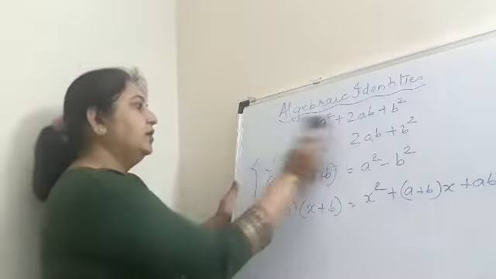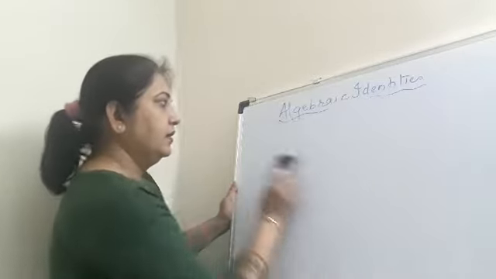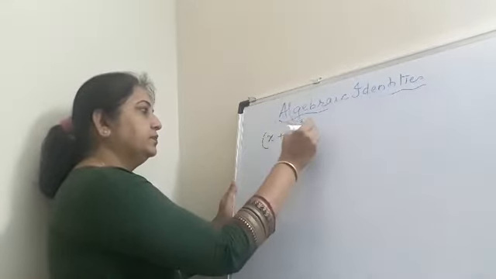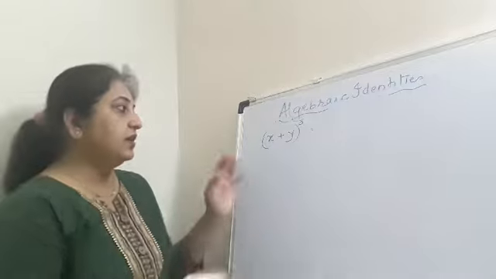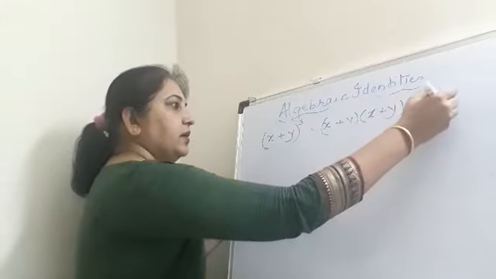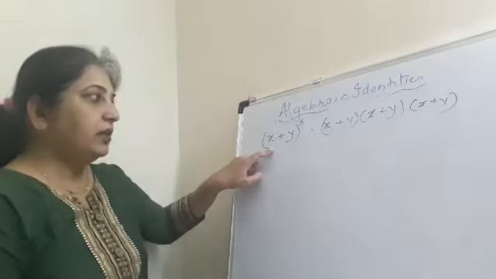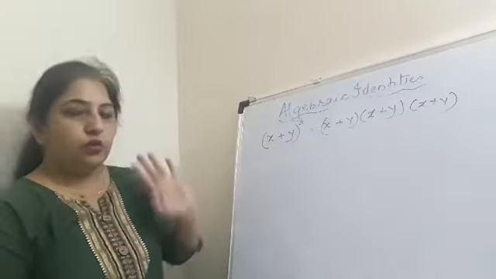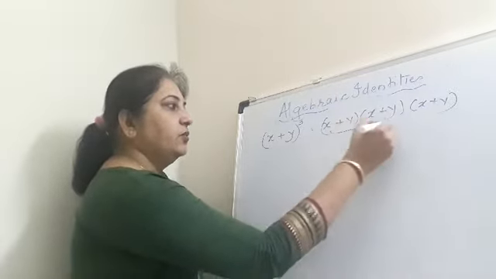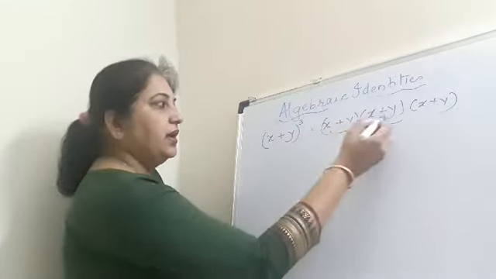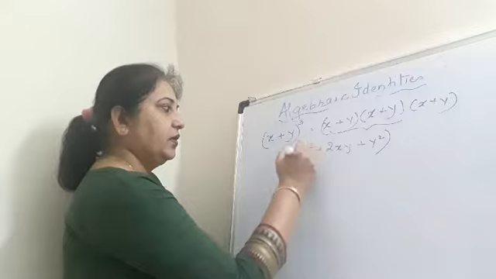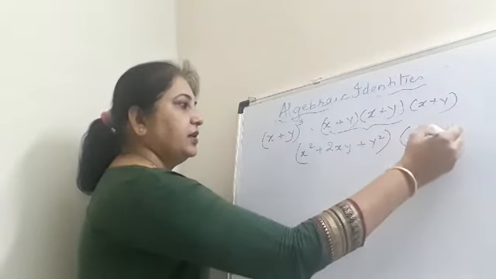Like I begin with the first one, (x + y) the whole cube. You all know (x + y) the whole cube means (x + y)(x + y)(x + y), right? So this is one identity which I am going to teach you today. To find the expansion for this identity, I will first take up these two brackets. When I multiply (x + y) and (x + y), I will get x square plus 2xy plus y square, right? And then I multiply this with (x + y).